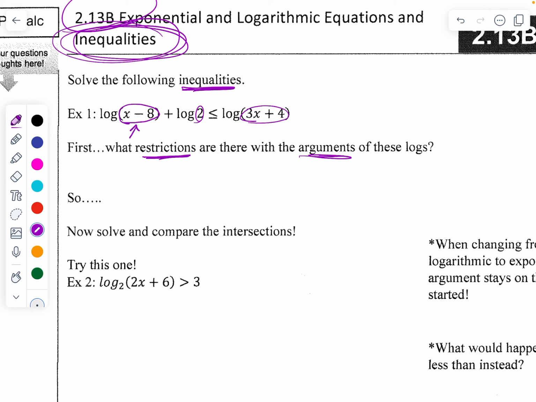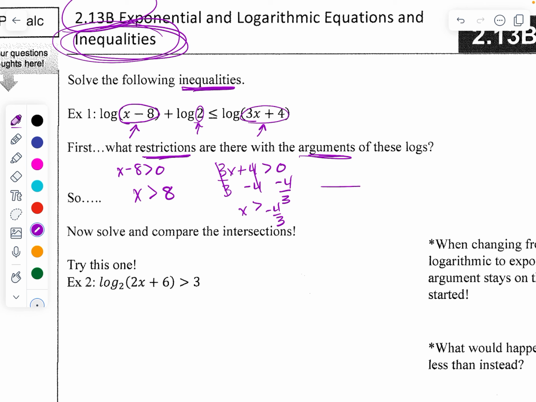So we know x minus 8 has to be greater than 0. 2 only has one value, so we don't have to worry about that. The other argument, 3x plus 4, also has to be greater than 0. So if I solve these, I know x is going to be greater than 8 on that left side. If I subtract over the 4 and divide by 3, I get x has to be greater than negative 4/3, okay?